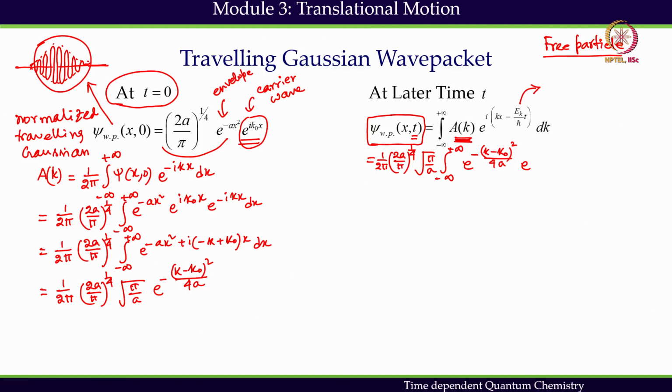So we can use that Ek value and reduce this equation to the following: plus i k x minus i h cut k square t by 2m, dk. So this is the integration we have to perform analytically to get the final wave packet.